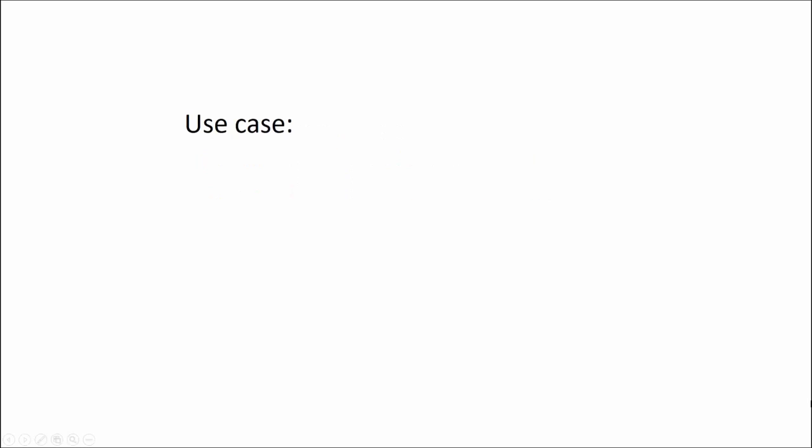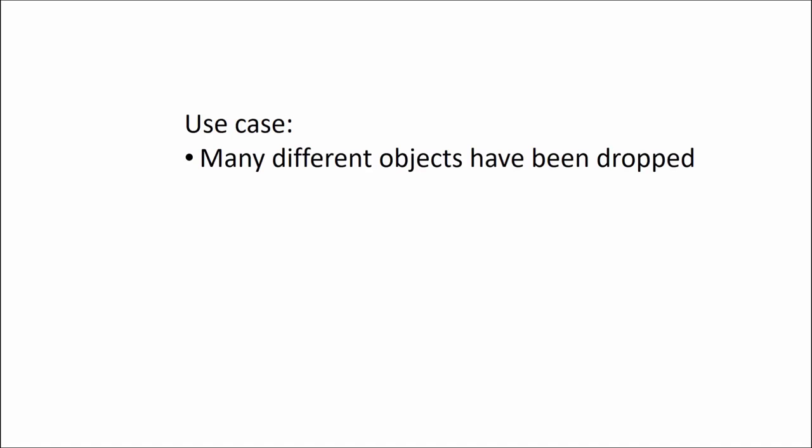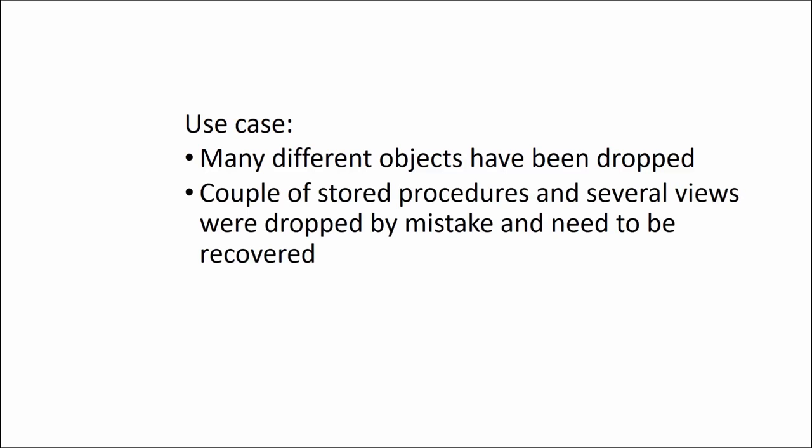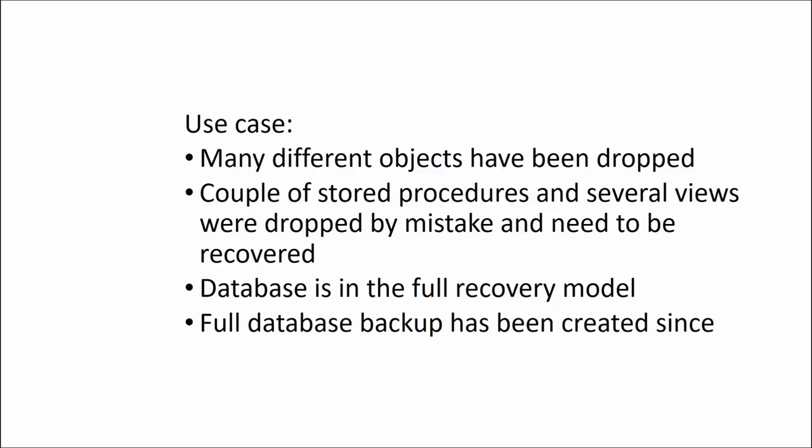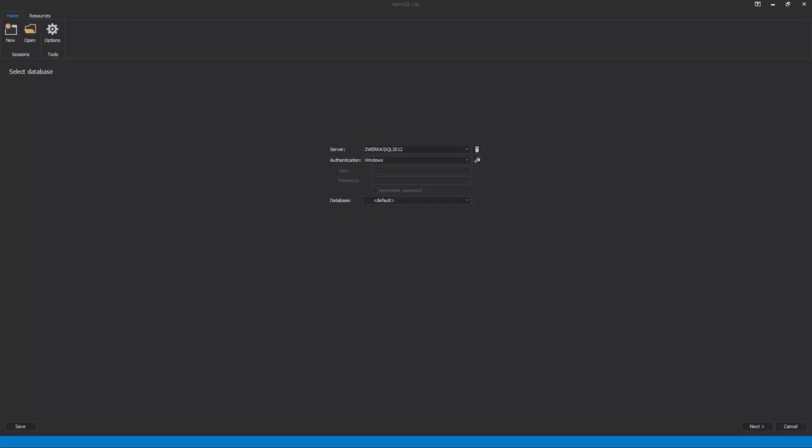In order to get started, let's assume that during database maintenance, a user has dropped many different objects that are of no use or value for their database anymore. But in addition, a couple of stored procedures, as well as several views, were dropped by mistake, and now all dropped objects need to be recovered. The database is in the full recovery model, and a full database backup has been created in the meantime, which means that the user will now need to look into the full database backup, which includes transaction log backup, and find the dropped objects. Once ApexSQL Log is started, the connection screen shows the database connection information.